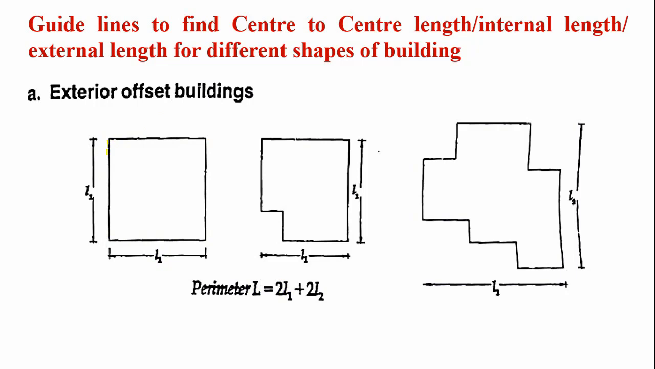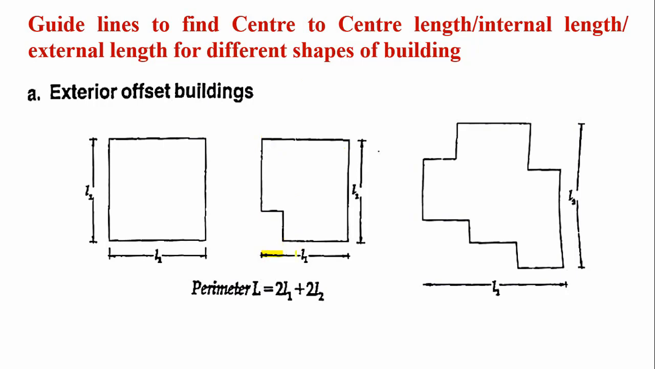Similarly, this is L2 and this is L2. Therefore 2 times L2. In this way, if you calculate, you will get the total center line length. If you see this exterior offset building, here you can see there is one offset, an exterior offset now. How to calculate the length of this building now, right?